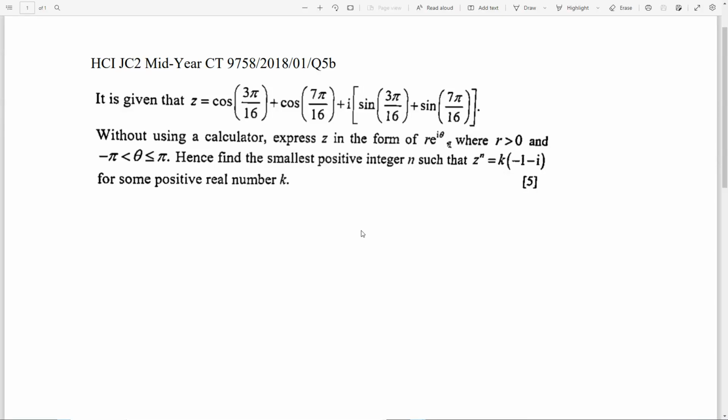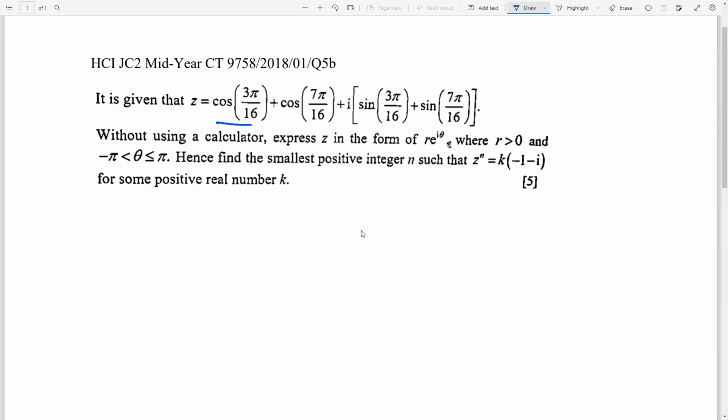Okay, for this question, this is a complex numbers question. It is given that z equals to this whole thing. Without using a calculator, you're supposed to express z in the form re^(iθ). So this is a pretty straightforward question.